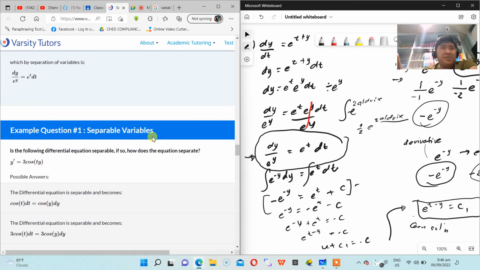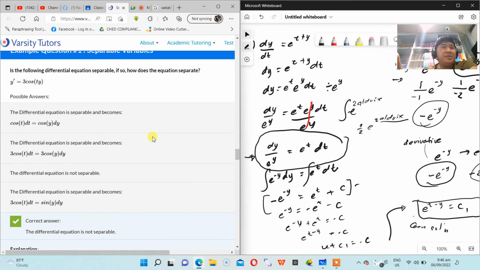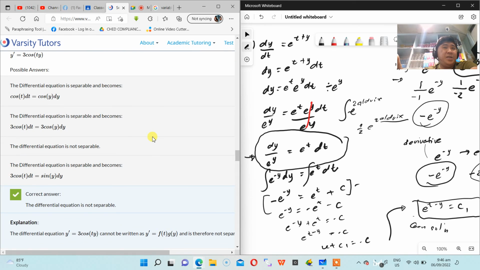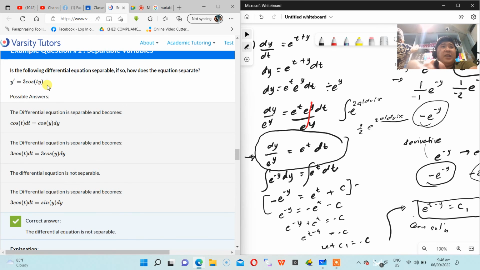No more questions? So let's proceed with this one. This one asks: is the following differential equation separable? Does the equation separate? So this one obviously is not variable separable, since when you transfer, let me show you.